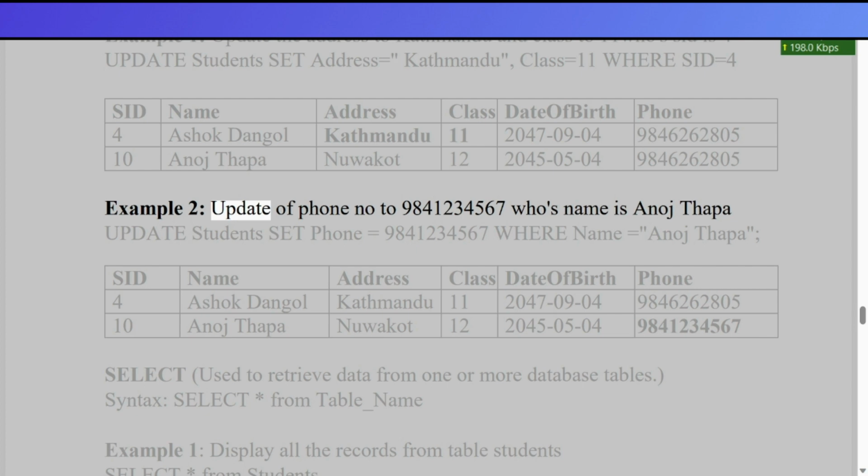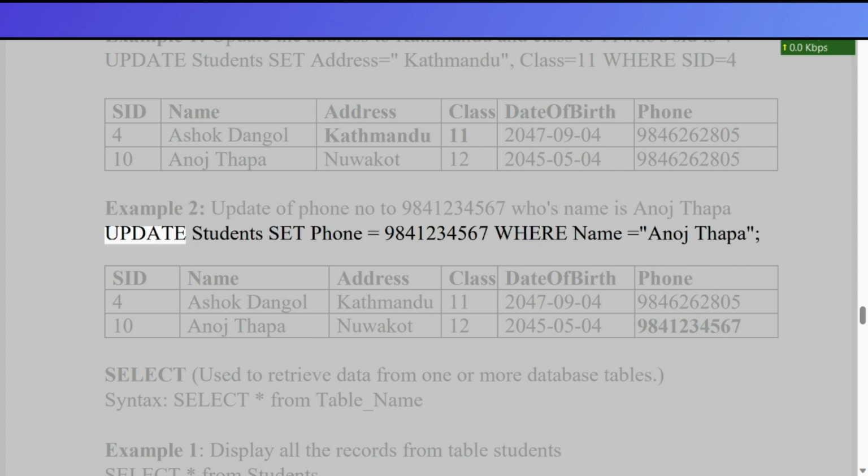Example 2. Update the phone number to 9841234567 whose name is Anuj Thapa. Update students set phone = 9841234567 where name = Anuj Thapa.